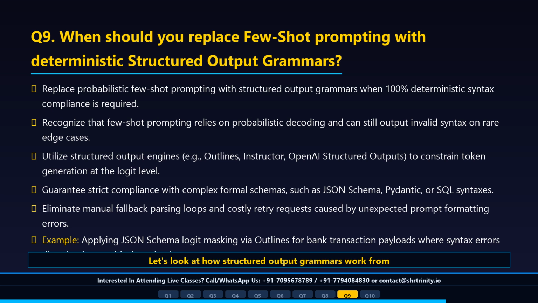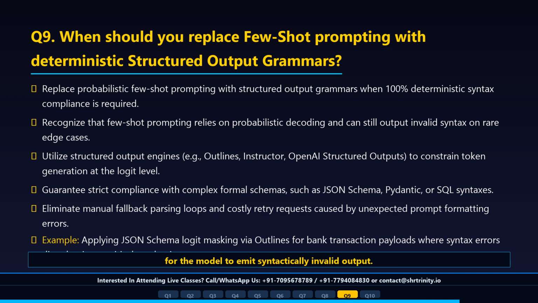Let's look at how structured output grammars work from an architectural perspective. Libraries like Outlines, Instructor, or native OpenAI structured outputs enforce syntax constraints directly at the logits level during decoding. By building a context-free grammar or regex state machine from your JSON schema, the decoding engine masks out invalid tokens before sampling occurs, making it mathematically impossible for the model to emit syntactically invalid output.